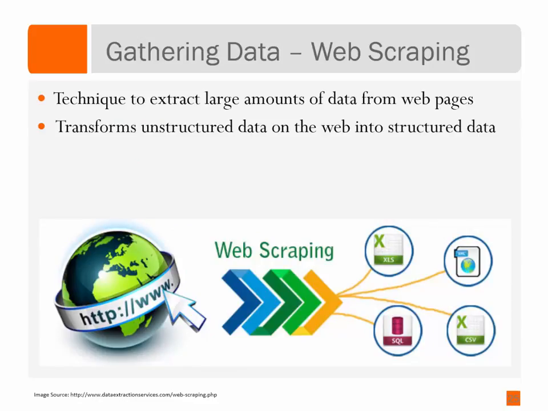Now, gathering data. We can also find data on web pages, data that may be very interesting to us. And using a technique called web scraping, we can basically compile that data together to essentially extract a large amount of data from web pages that are freely available on the internet. Basically what we're doing when we web scrape is we're transforming unstructured data on the web into structured data.